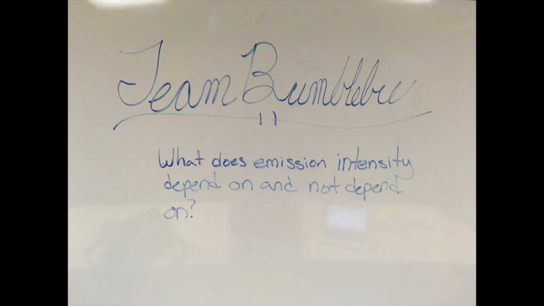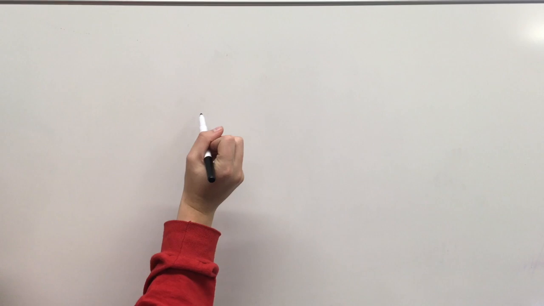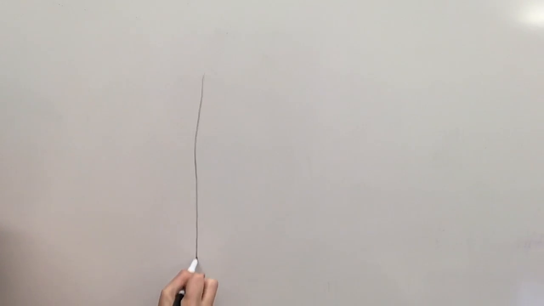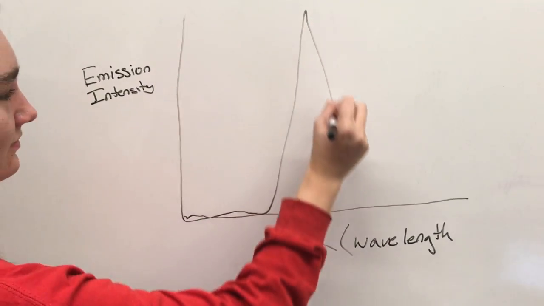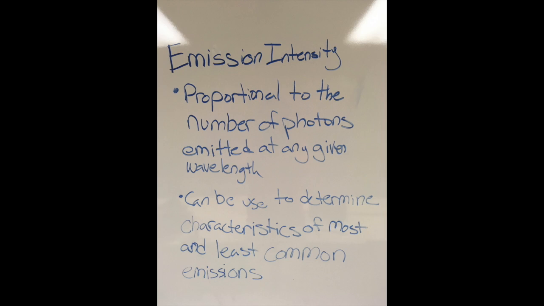The question for this week is, what determines emission intensity? As a reminder, emission spectra graph wavelength in nanometers against intensity. The intensity is what we will be looking at this week. Emission intensity is proportional to the number of photons emitted at a given wavelength.